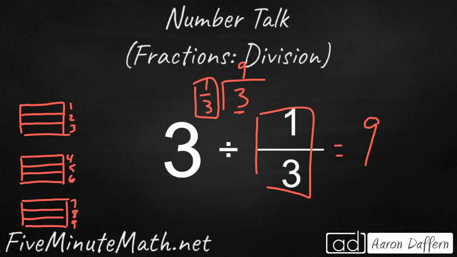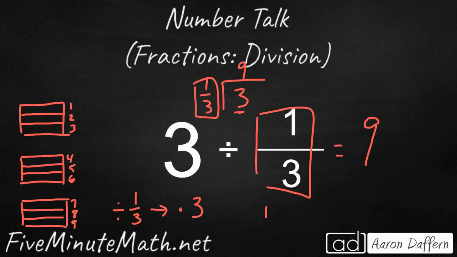Now, another way to think about this is the relationship between multiplication and division. So when I divide by 1/3, we need to realize that that's the same as multiplying by its reciprocal. So dividing by 1/3 is the same as multiplying by 3. Now, how does that work?